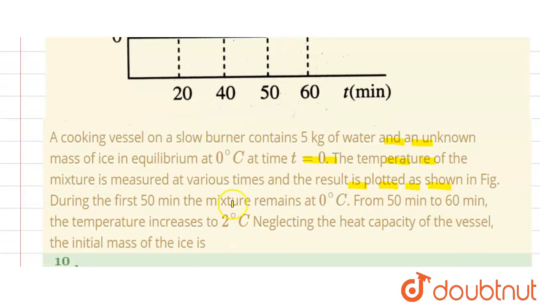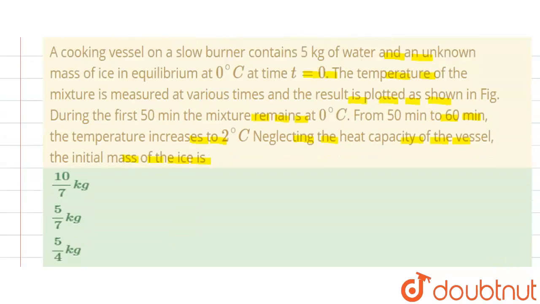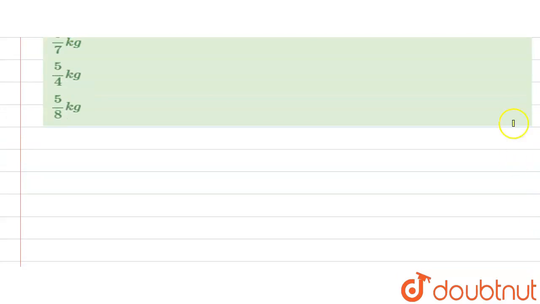During the first 50 minutes, the mixture remains at 0 degrees Celsius, and from 50 minutes to 60 minutes, the temperature increases by 2 degrees Celsius. Neglecting the heat capacity of the vessel, the initial mass of the ice is. So here we have to find the initial mass of the ice, and this diagram and these options are given. We have to choose which one is right.